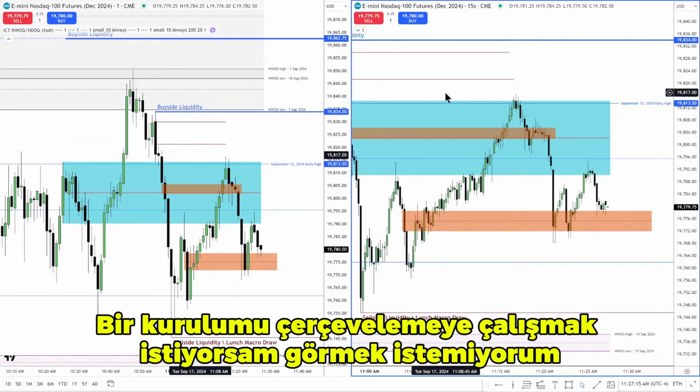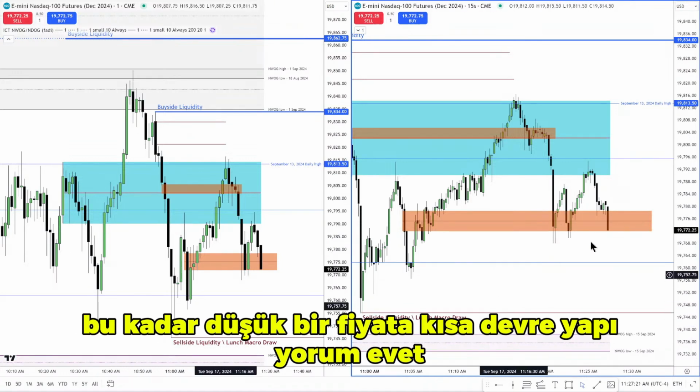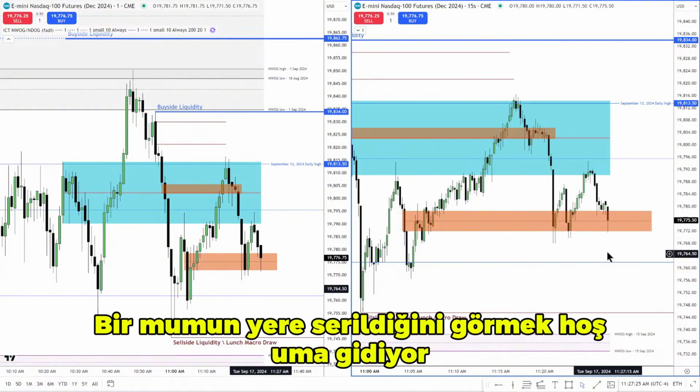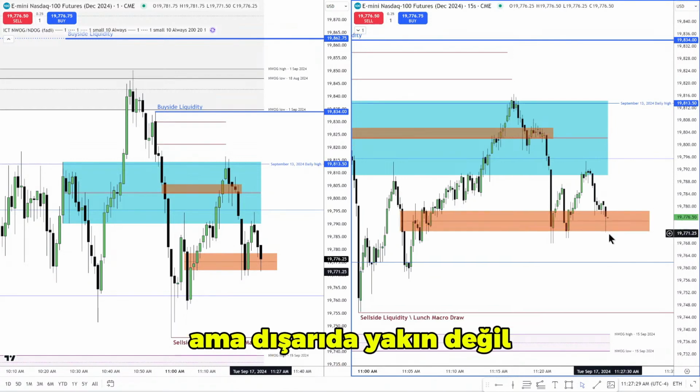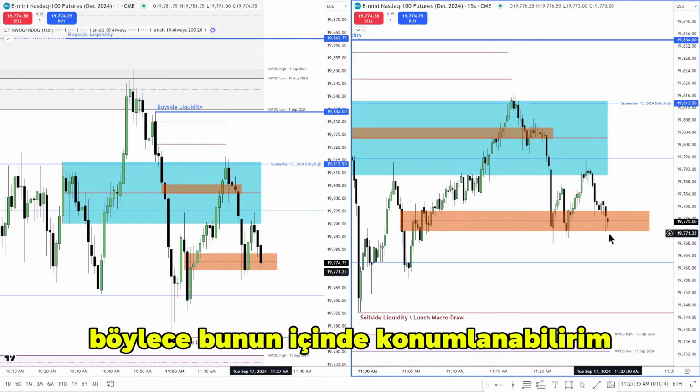Now, if I want to try to frame a setup, which is what I'm trying to force myself into, taking a short to this low, I don't want to see it support price there. I like to see it lay down a candlestick, but not close outside the low of it, and create an inefficiency so I can position inside of that.